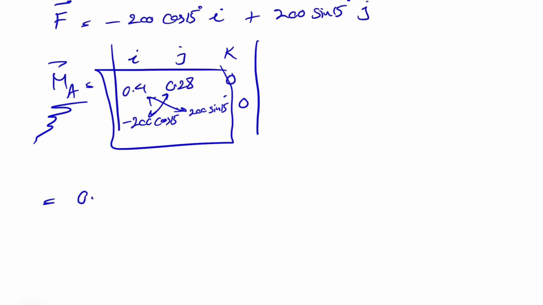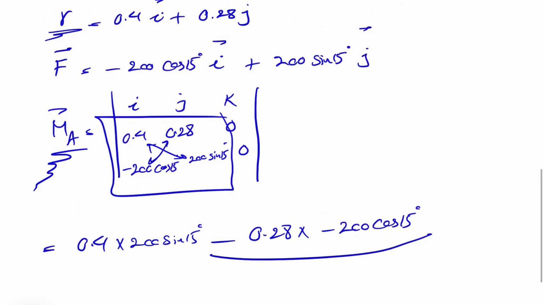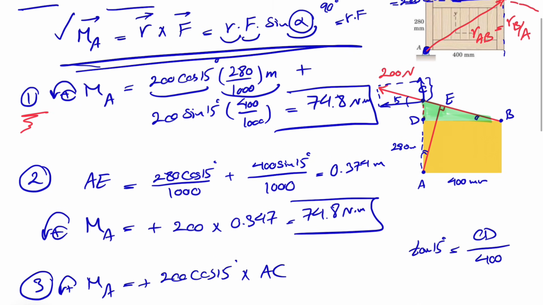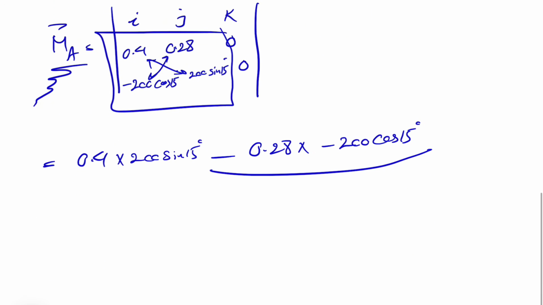But we only have a z component in here, which is going to be the cross multiplication of these two, so 400 times 200 sine of 15 degrees minus 0.28 times minus 200 cosine of 15 degrees, where the two negative signs will be positive, and we're going to get basically what we had in the first method, which is going to give us 74.8 Newton meter, and the direction would be in K.